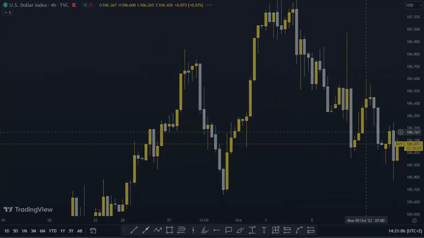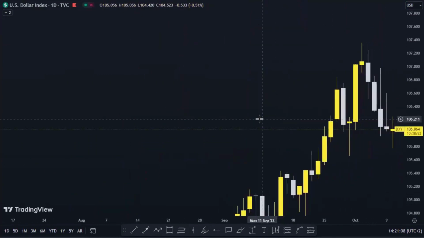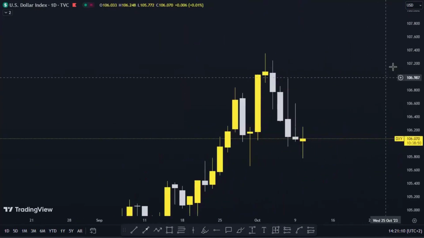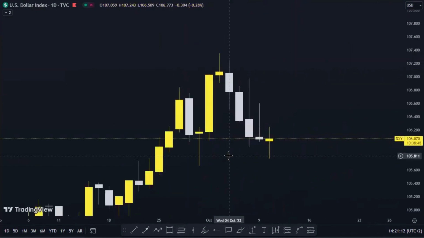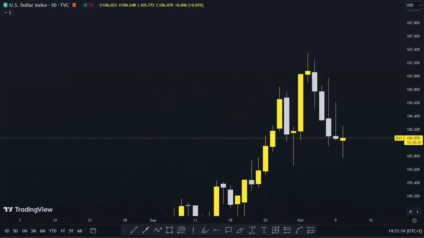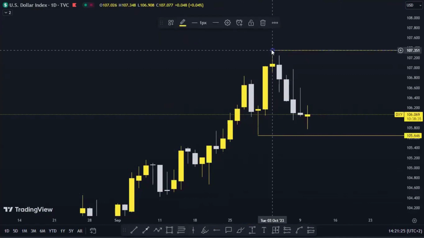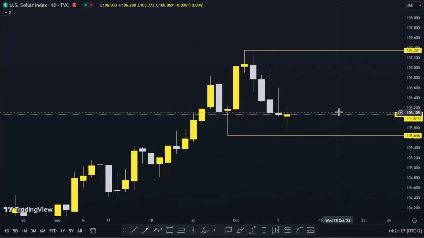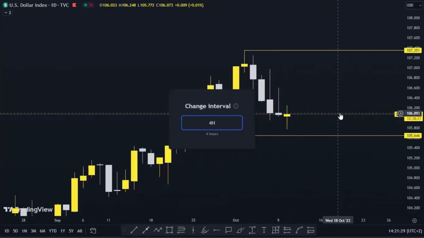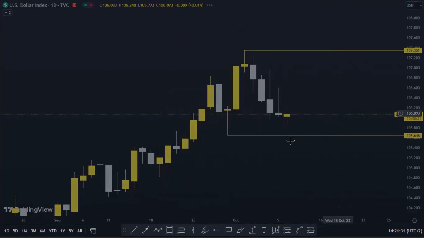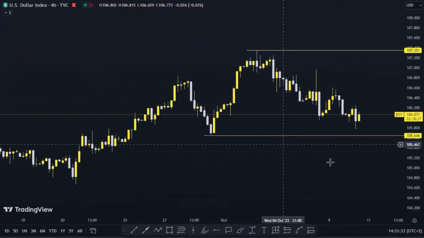Because most of the pairs that we trade are heavily affected by the United States dollar. I think from here, trend-wise, we can tell that we are bullish, and this being the last higher low, and that up there being the last higher high, right? So I think now we can set a 4-hour time frame now that we have the direction.